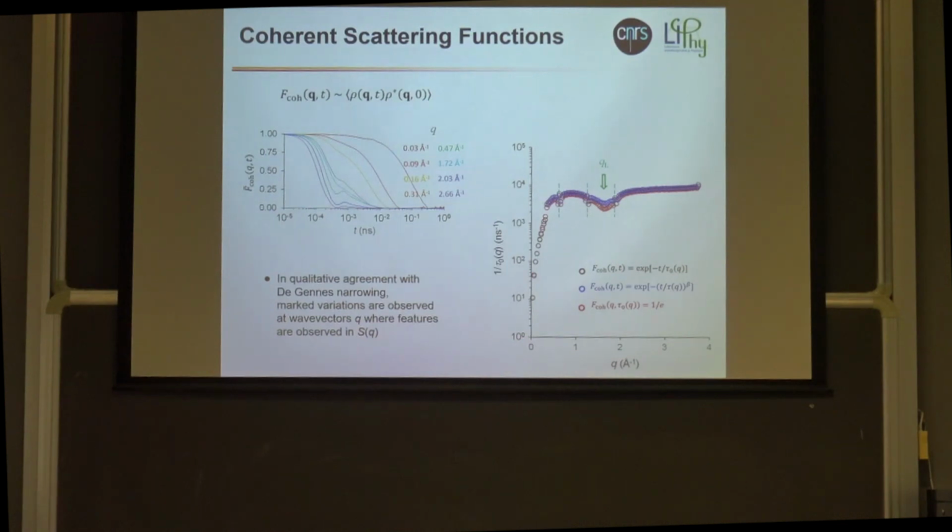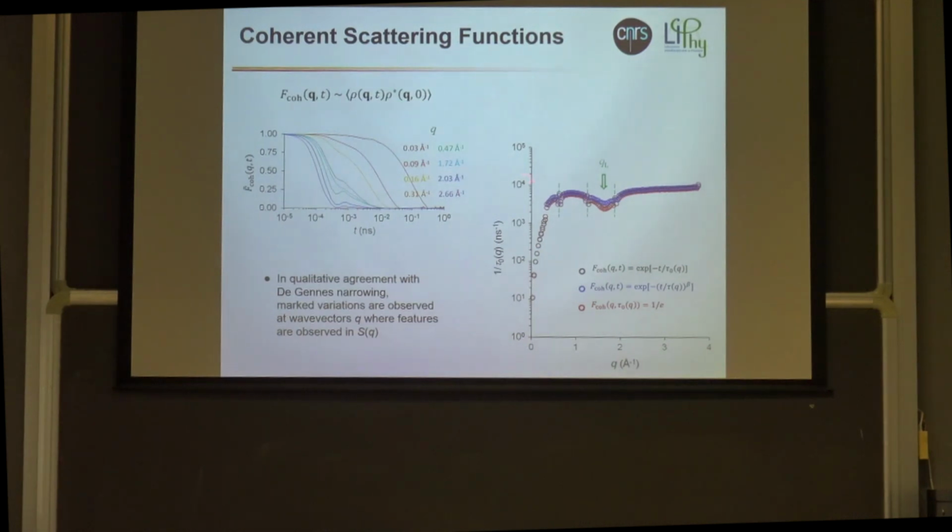Now, what is interesting is, if you plot 1 over the typical time scale as a function of q, you see this pattern. You have a minimum in this typical time, and the green arrow tells you, we will go into the details later, but just qualitatively, where the fluid correlation peak is in the structure factor for the confined fluid. So you already see that de Gennes narrowing works qualitatively.